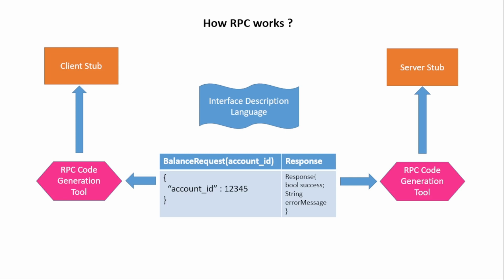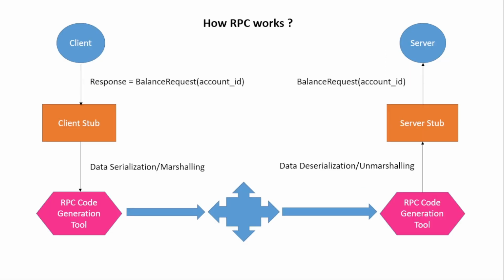So here you see how RPC works. We have client and server stubs, and we have interface description language. Now the client stub is calling the function balance request with the parameter account ID, and the server stub will process the request and provide the balance as the response. So this is the RPC request for the function balance request account ID, and here is the response from the server.